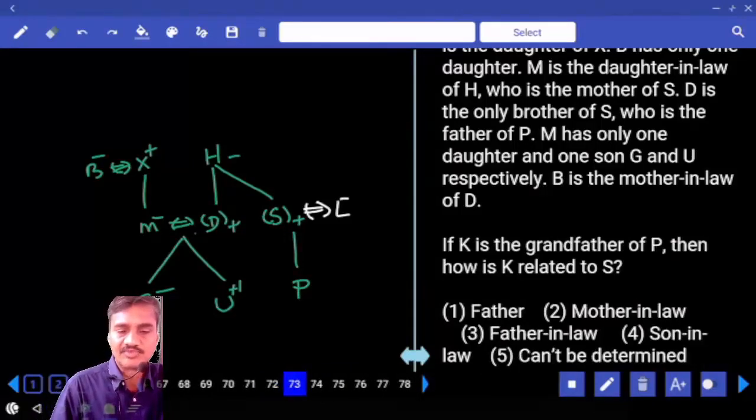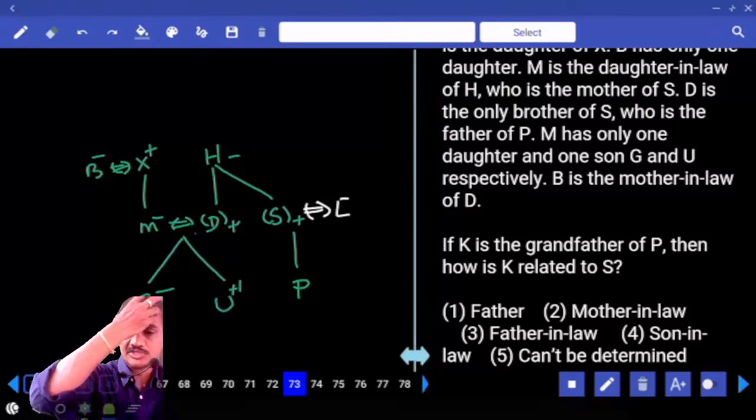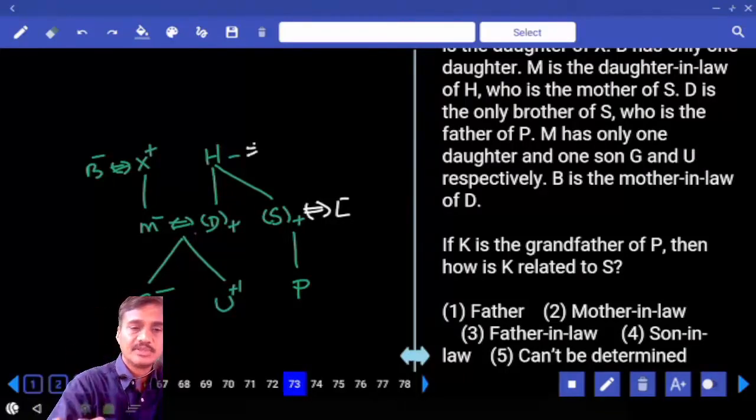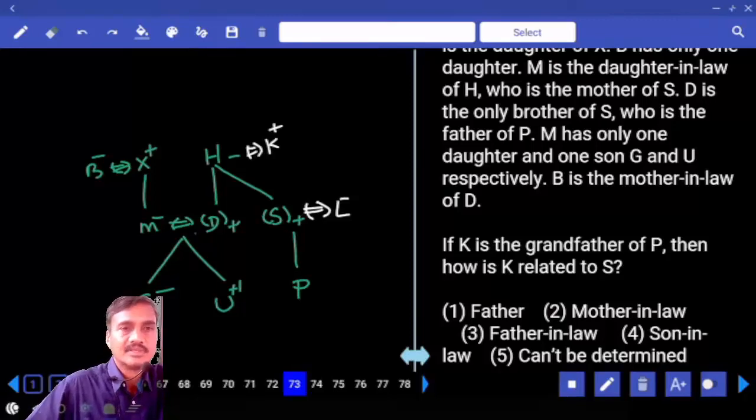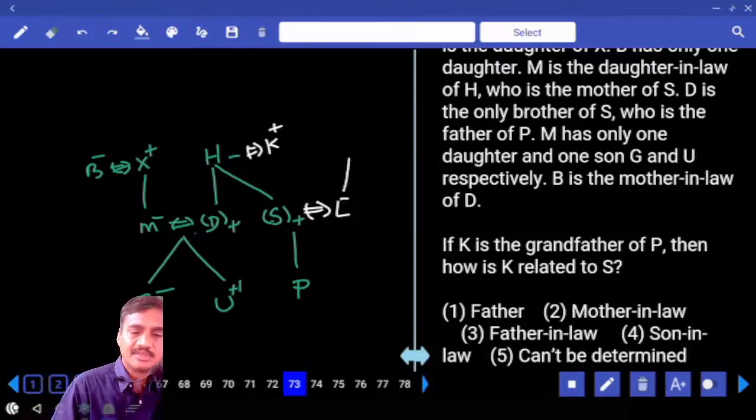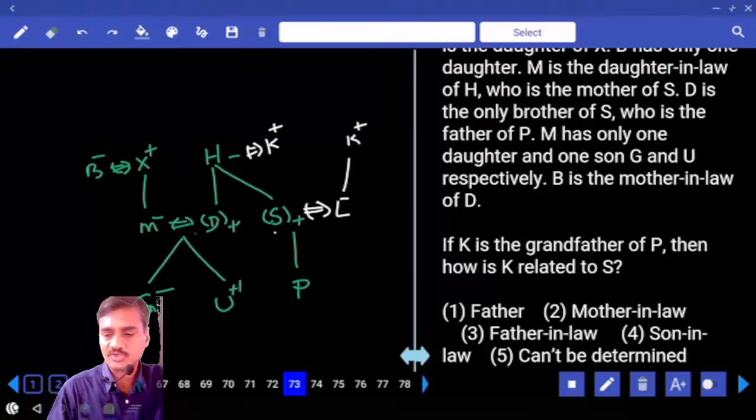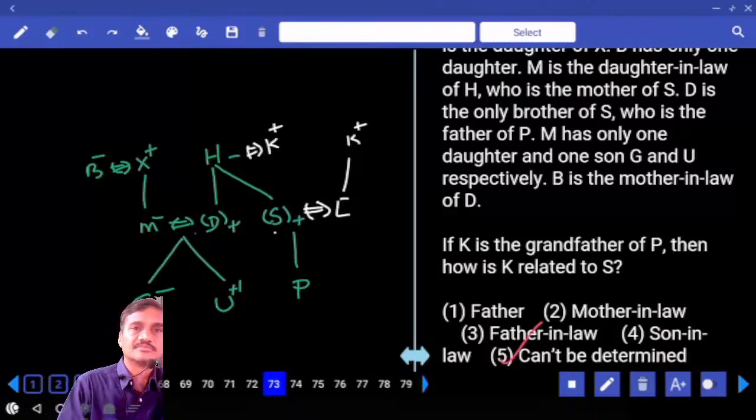Choice 3. And 73. If K is the grandfather of P, then how is K related to S? K is the grandfather of P, so K is either S's father or L's father. As there are two possibilities, it cannot be determined. Choice 4 for 73.